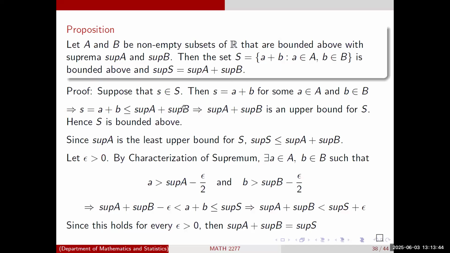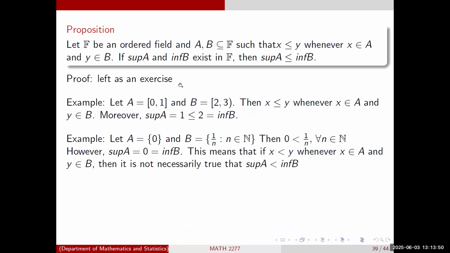So I'll leave you all to read through this proof. We could talk about it next class if you like. Another result from that is: let F be an ordered field, and suppose you have two non-empty subsets A and B such that x is less than or equal to y whenever x is in A and y is in B. If the supremum of A and the infimum of B exist, because they may not exist, we saw that, then the supremum of A is less than or equal to the infimum of B.